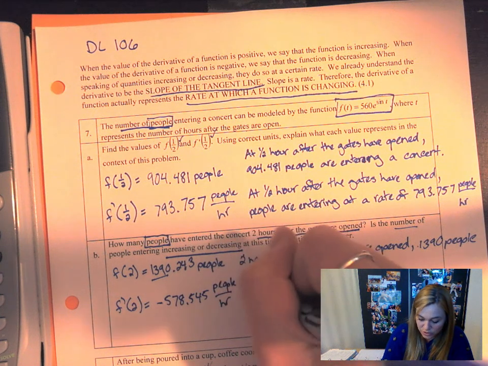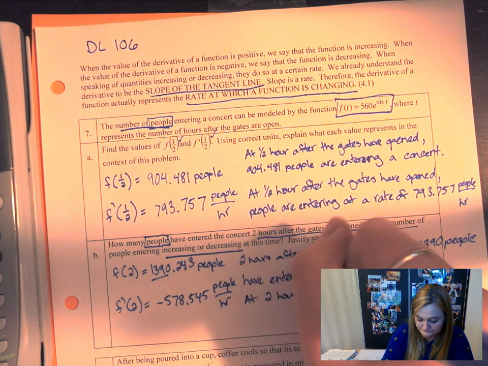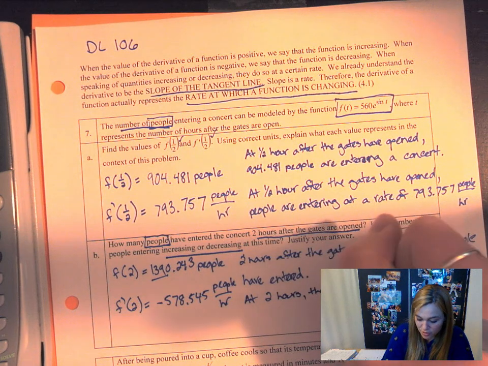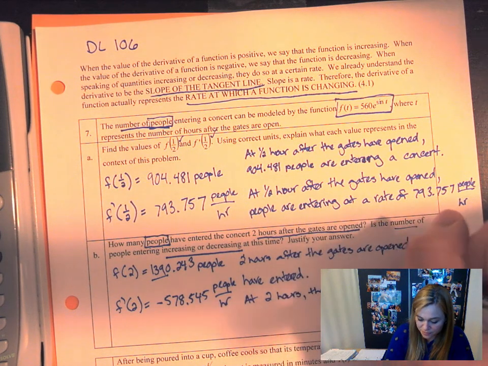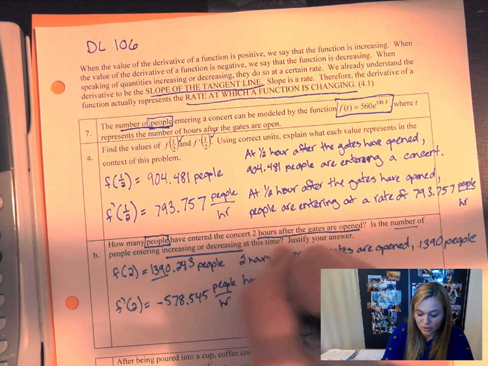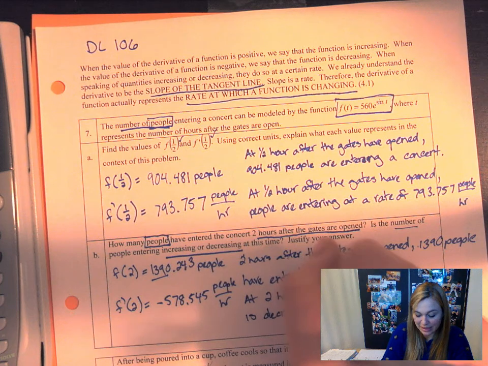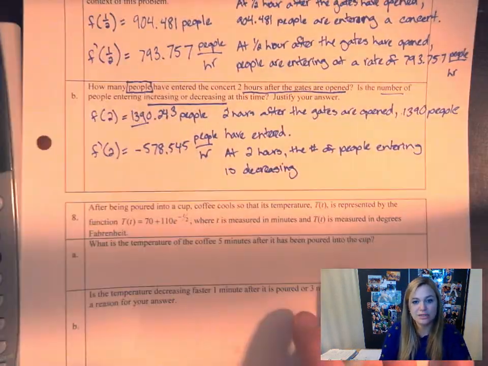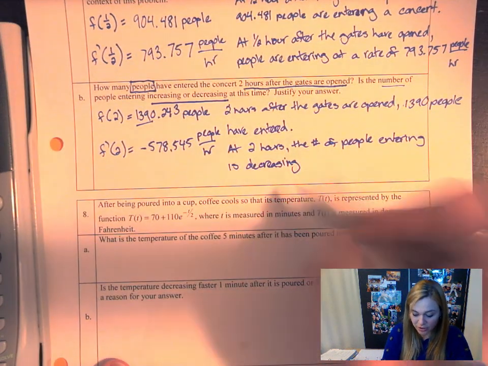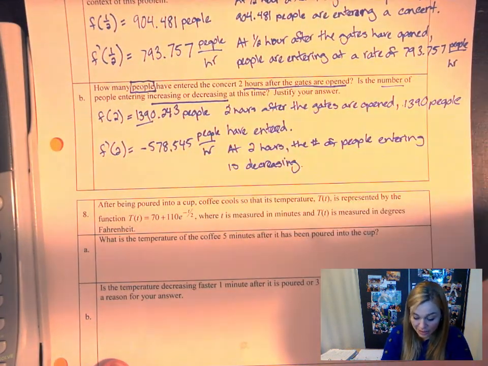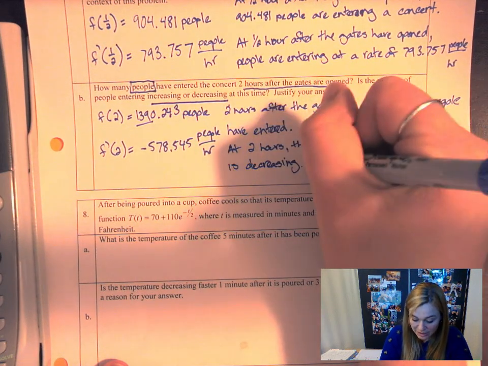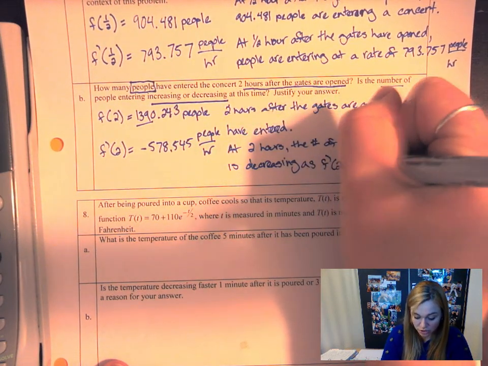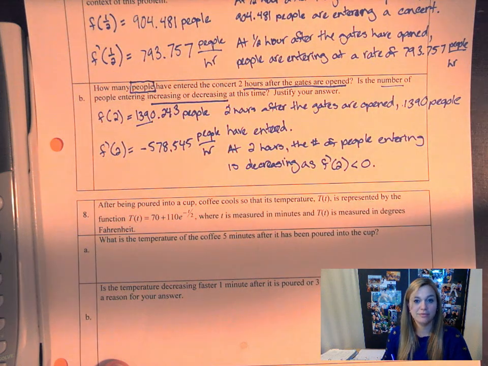At 2 hours, so I'm saying in a specific time, the number of people entering is decreasing. Notice I'm not saying people are leaving. I'm saying the number of people entering is decreasing. I always want to go with the language that they have. It's either increasing or decreasing. So the number of people entering is decreasing. And how do I know this? Justify my answer. I'm going to say as f prime of 2, which I already showed over there, is negative. Ta-da! Did it.